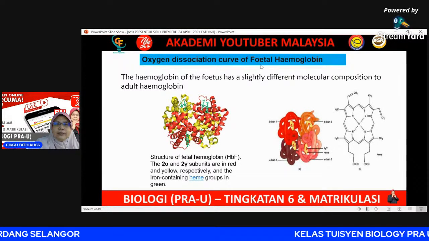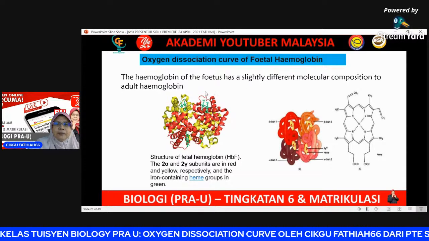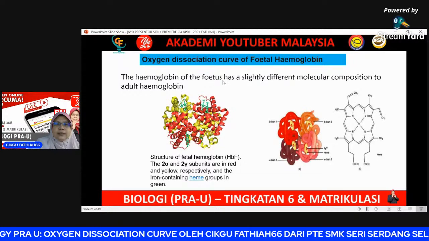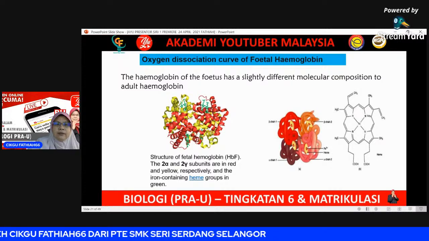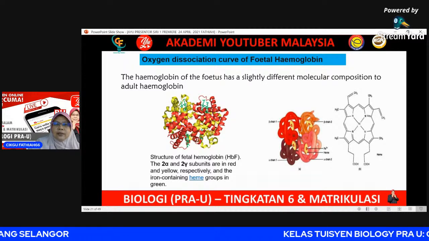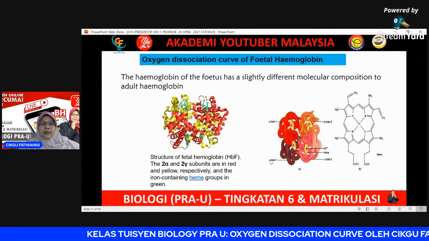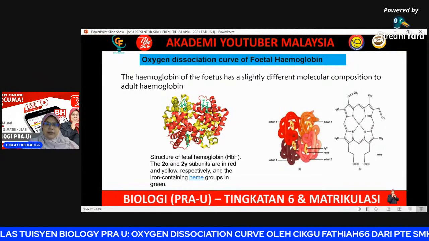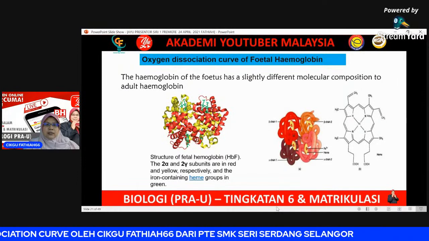We have here another type of hemoglobin, fetal hemoglobin. How about the oxygen dissociation curve of fetal hemoglobin? The hemoglobin of the fetus has a slightly different molecule composition to adult hemoglobin. If you see here, fetal hemoglobin has 2 alpha and 2 gamma units, whereas maternal or adult hemoglobin has 2 beta and 2 alpha. The different structure will have implications for the oxygen dissociation curve between the fetus and the mother.